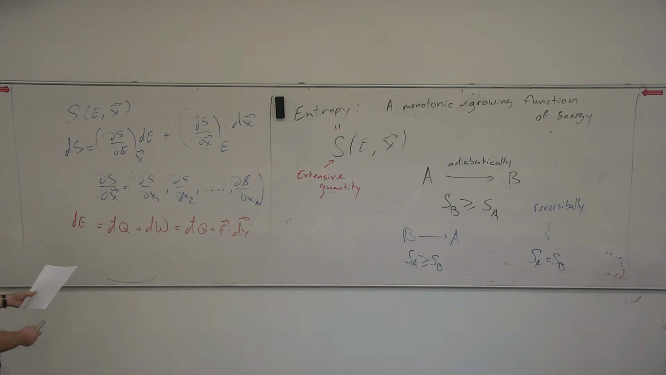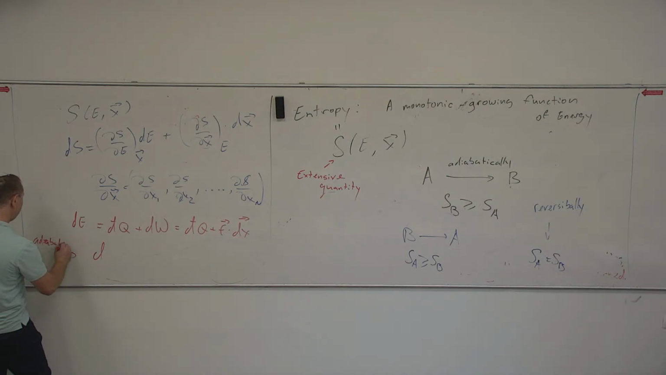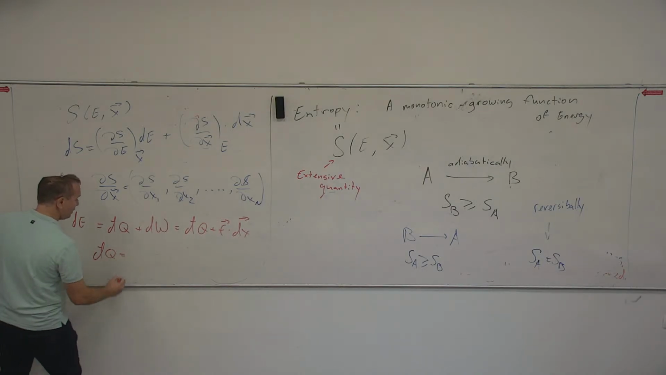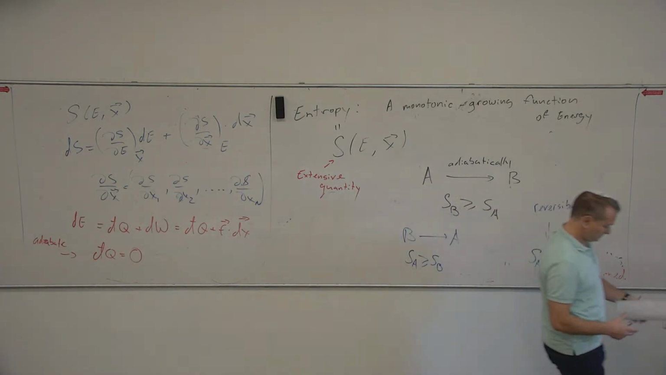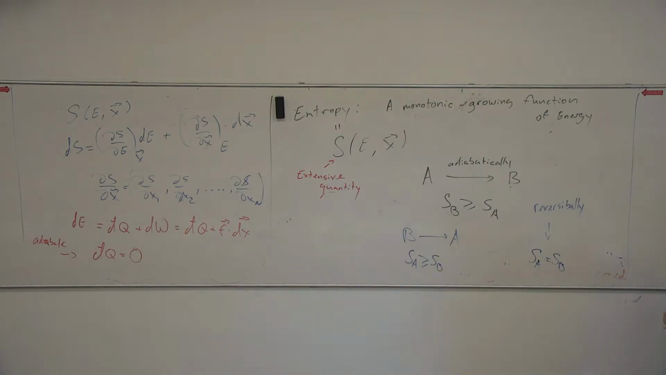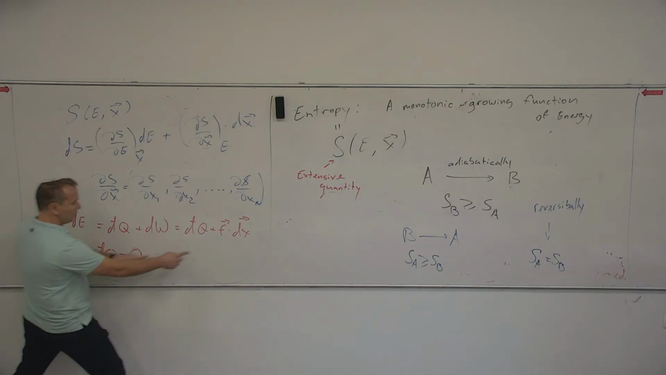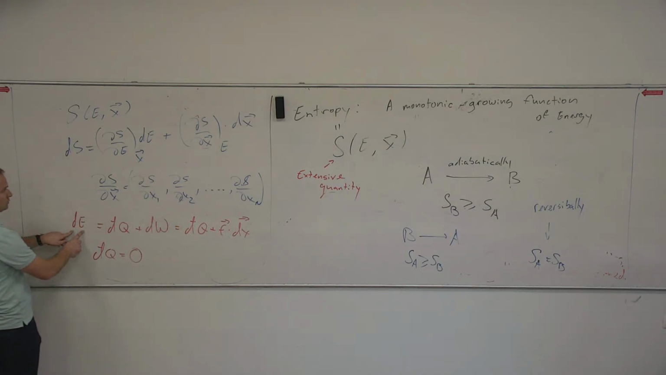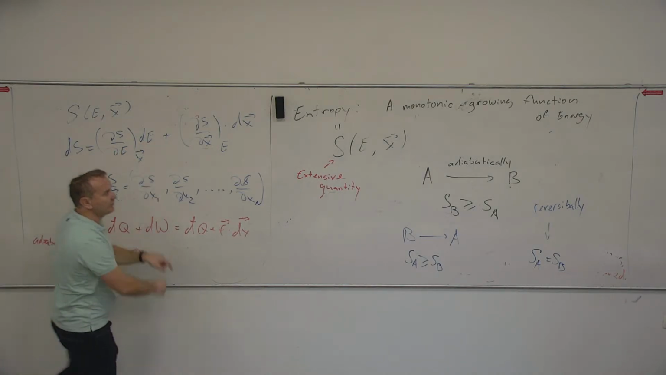But what happens for reversible processes, for adiabatic processes? For adiabatic processes, I know that dQ equals 0. The moment that I say that dQ equals 0, I can say this is a differential, then this is also a differential. When this is a differential, I can plug it inside this form over here.